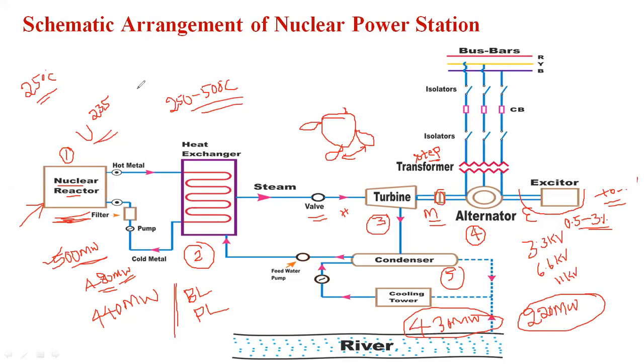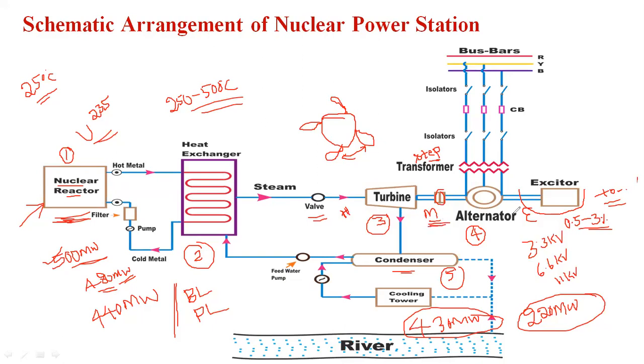This is the working principle of the nuclear power plant. The major components are the nuclear reactor, heat exchanger, steam turbine, alternator, and the condenser. In the nuclear reactor, the fuel utilized is uranium, and the fission process takes place. Due to the fission, the heat is sent to the heat exchanger. In the heat exchanger, steam is produced with high pressure and temperature. That steam drives the steam turbine, which converts heat energy into mechanical energy.